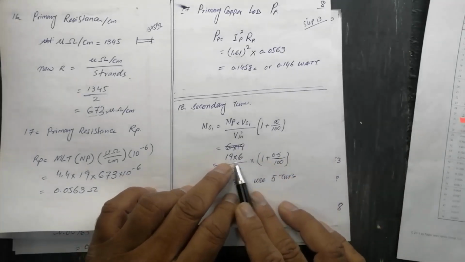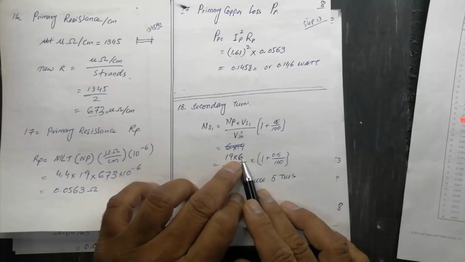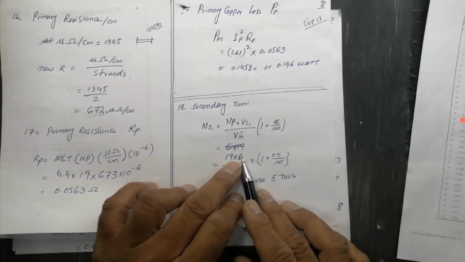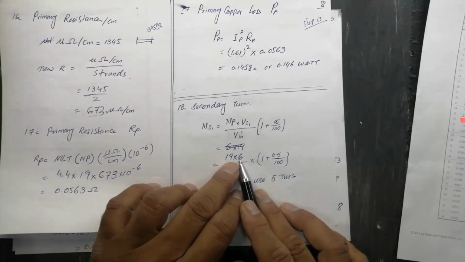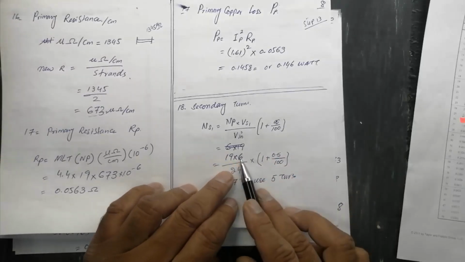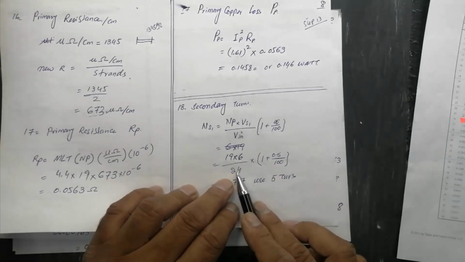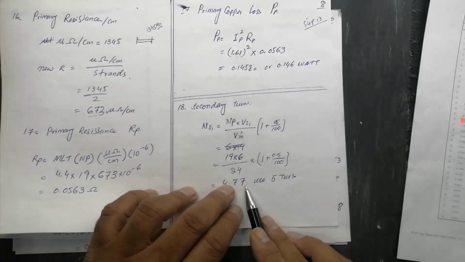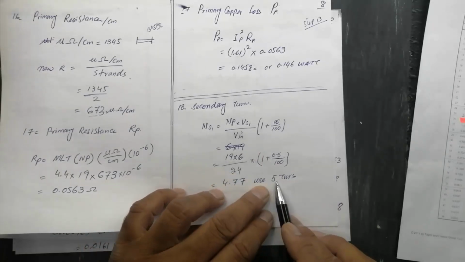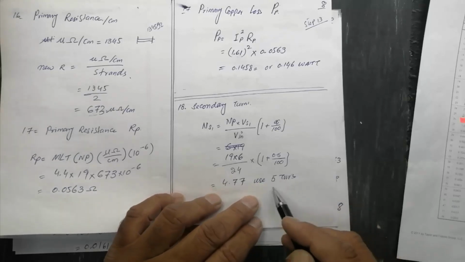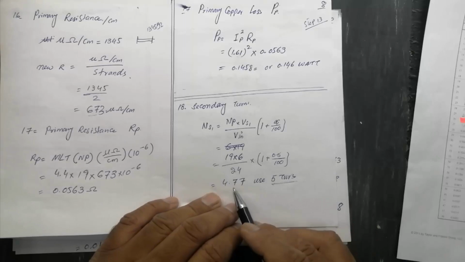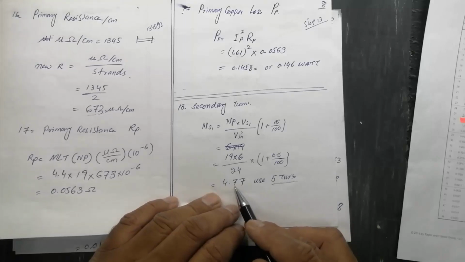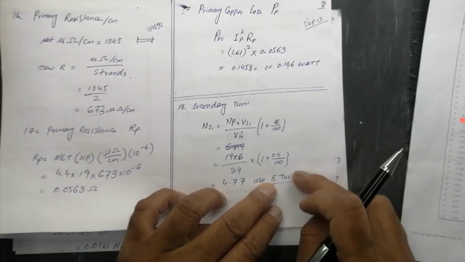19 turns in primary, 6 volt in secondary. Why 6 volt? 1 volt for diodes. 19 multiplied by V secondary, which is 6 volt, divided by V in, which is 24 volt, so 4.77. We can make 5 turns, because here we have to compromise. We cannot make 4.77 turns, we have to complete 5 turns.